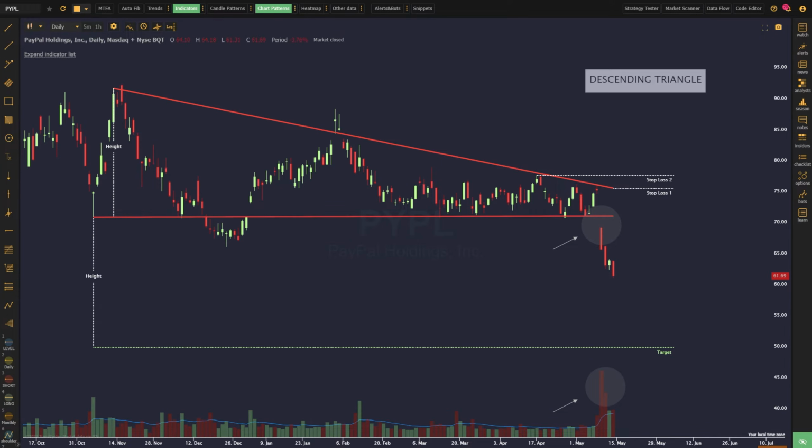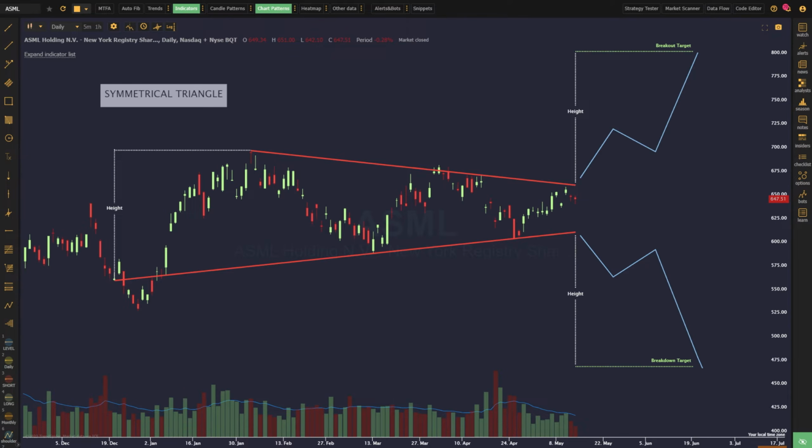Our last triangle is the symmetrical triangle. Symmetrical triangles consist of converging trend lines connecting lower highs and higher lows. They can form during both uptrends and downtrends and signal a period of consolidation before a potential trend continuation. Volume tends to decline as these patterns progress, with a potential increase in volume upon a breakout.